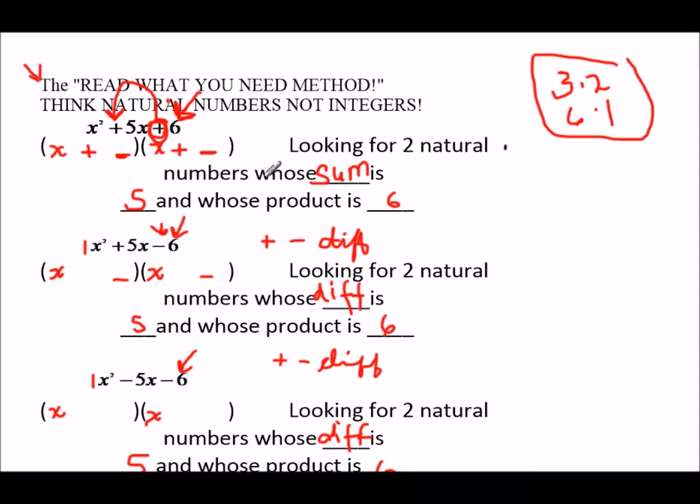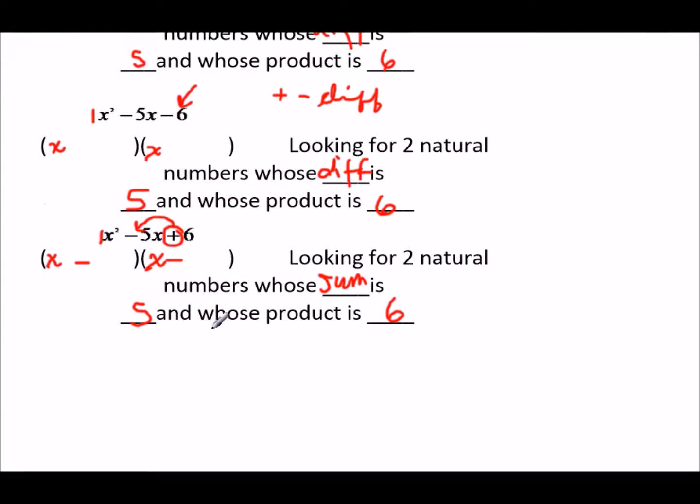But let's think about this. If I have this sentence whose sum is 5, well, 3 and 2 is 5. So this must be a 3, and this must be a 2, or this must be a 2, and that must be a 3. Because of commutative property, it doesn't really matter which one goes first. This problem is done. Same with the last one. Two numbers whose sum is 5 and whose product is 6. That would be 3 and 2. And this factor is done.